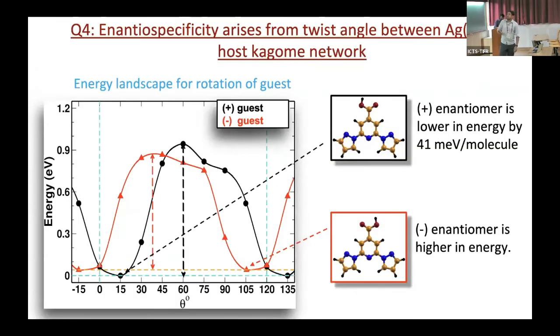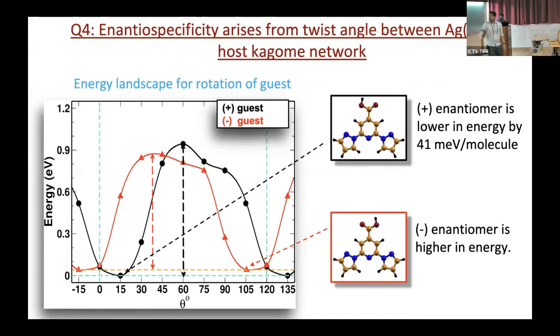Now the fourth question is, where does the enantiospecificity come into play? So we know that the silver 111 surface has a threefold symmetry and is perfectly achiral, whereas the Kagome network is also perfectly achiral, having a threefold symmetry. Now the question is, does the enantioselectivity arise from the twist angle between the surface high symmetry axis and the Kagome network's high symmetry axis?